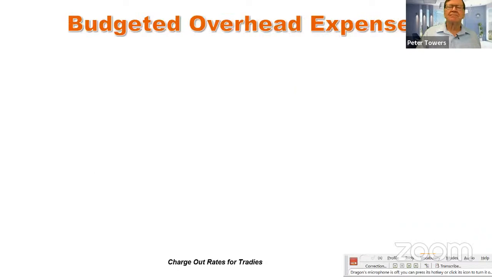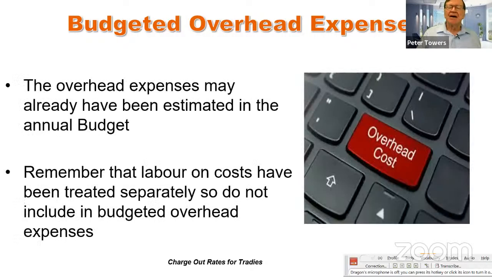The budgeted overhead expenses are very important. They may have already been estimated in the annual budget. That's all right. We're now trying to work out the charge out rates, because when a lot of people do annual budgets, they basically select a sales figure and put that into the budget without much thought as to how that sales figure is going to be determined. And I'm working through now what's part of the determination.